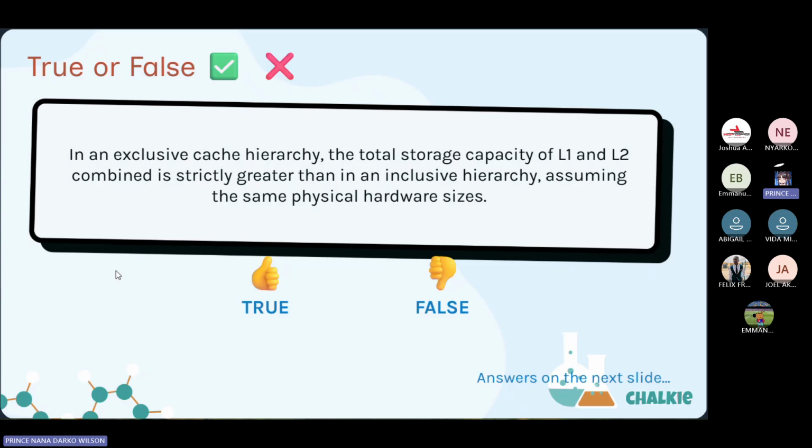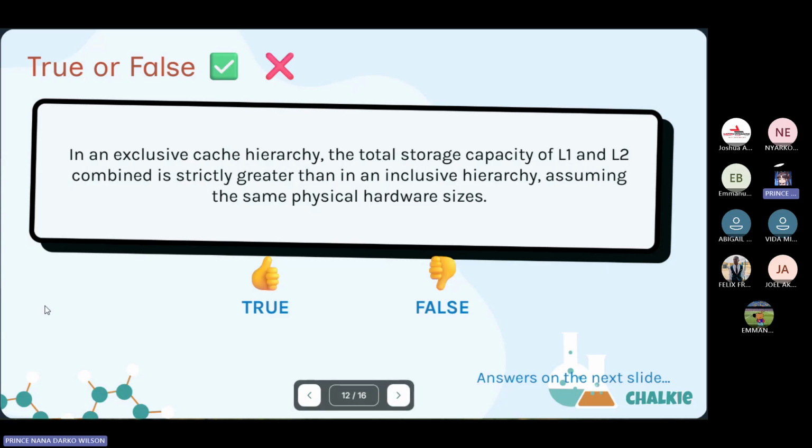It's asking you that, assuming we maintain the same physical hardware sizes, is the combined capacity of these two strictly greater than in the inclusive, where data held for level 1 is also held in level 2? Do you believe this to be true or do you believe it to be false?